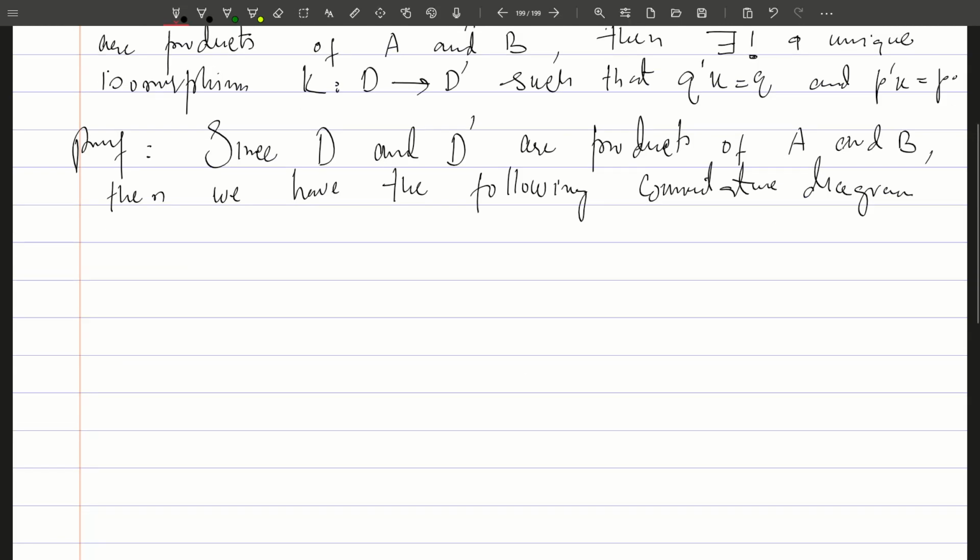So when we assume that D prime is the product of A and B, then for any C, in particular, if we take D for C, then from D to D prime, let us call this map K. From D prime to A, we have the map P prime, and from D prime to B, we have the map Q prime. So let us keep this in mind.